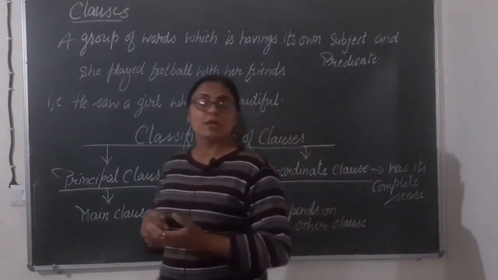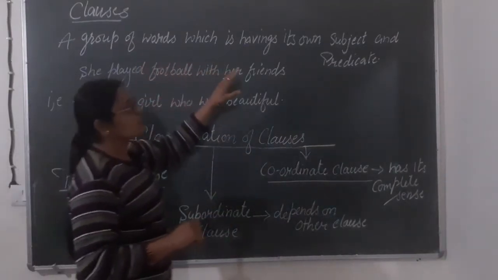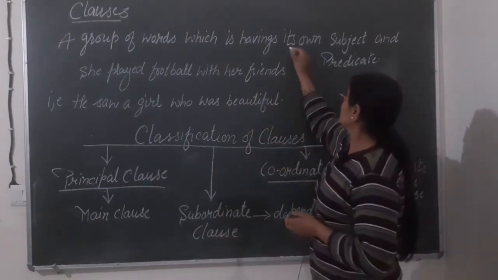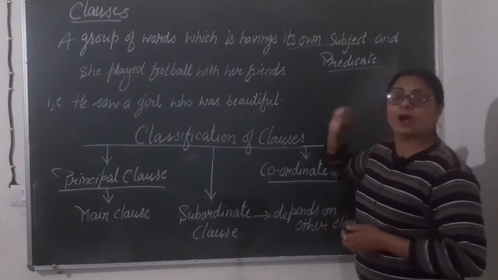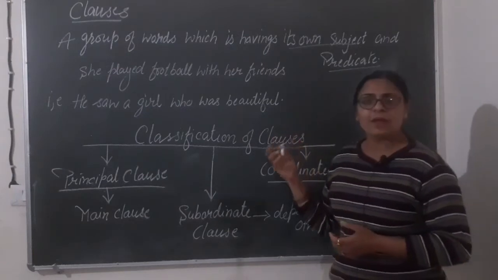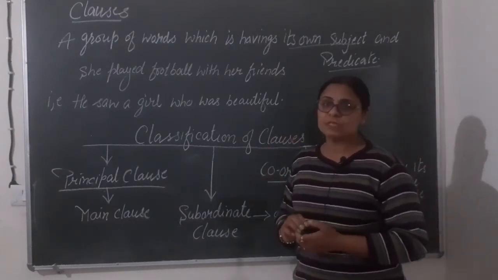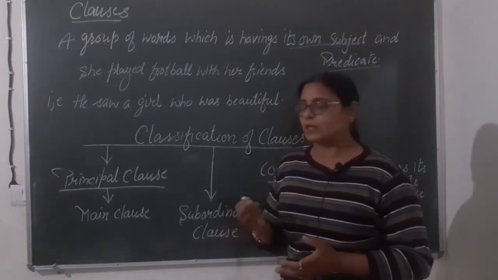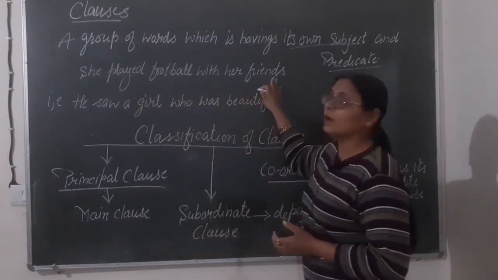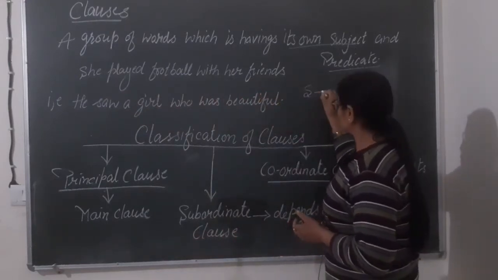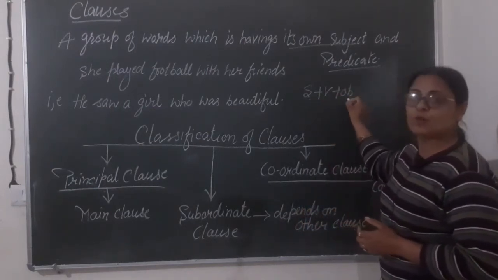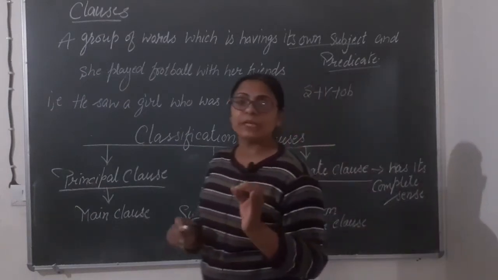Clauses. What are clauses? A group of words which has its own subject and predicate is known as a clause. So here you must have a question in your mind: subject and predicate. In the primary classes or the middle classes you have learned this, but let's revise it once. One example I have taken here: she played football with her friends. Basically we know that in a sentence structure we have these three things: subject, verb and object. Without this we do not have a complete sentence.